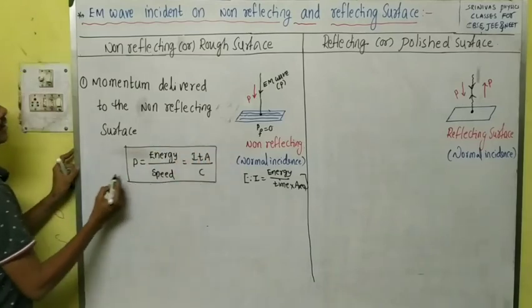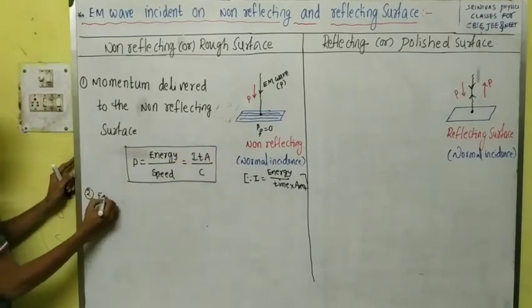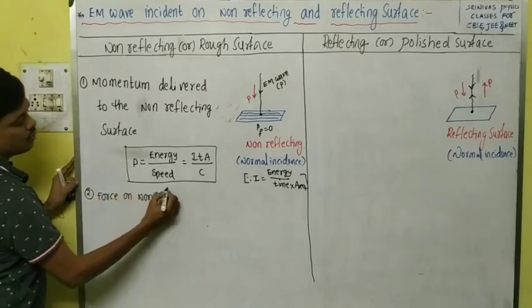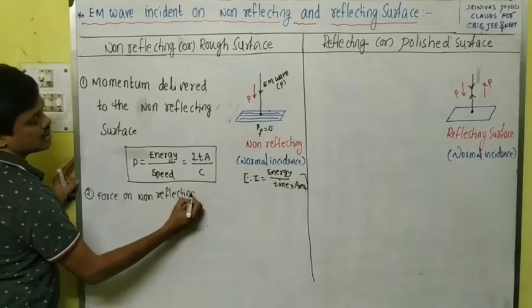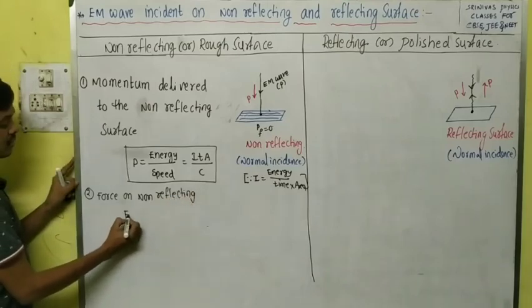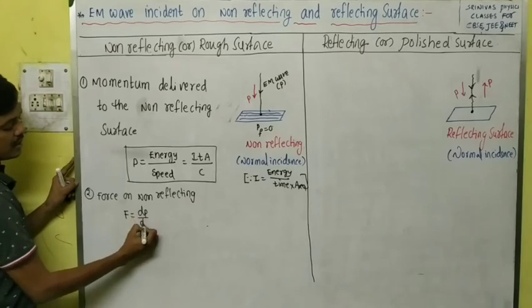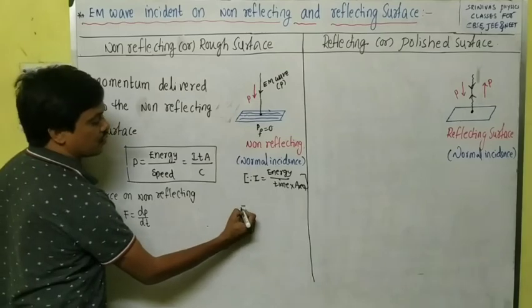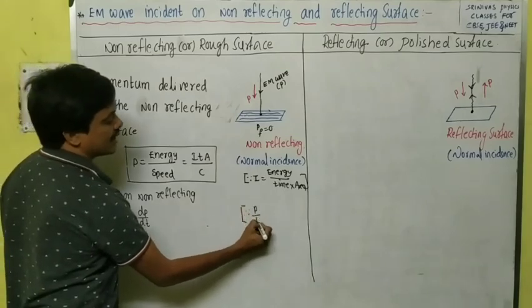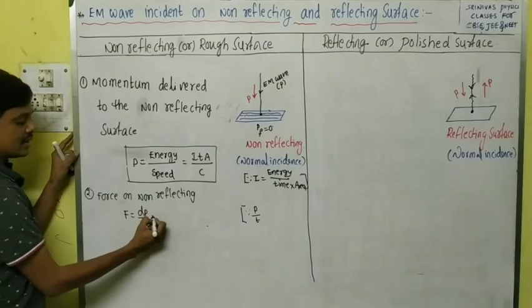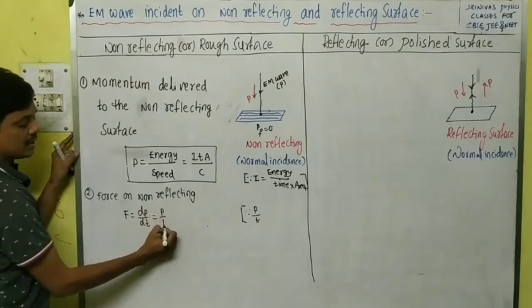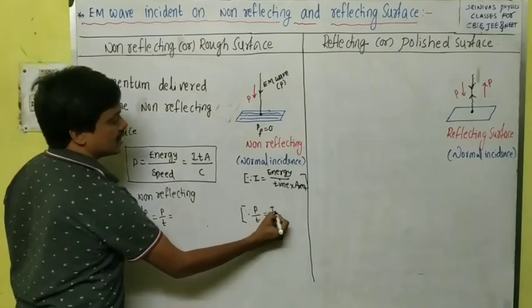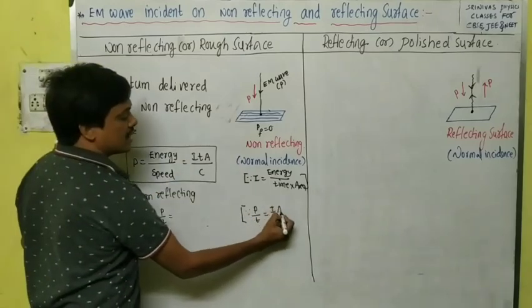Right. The second formula I am going to explain is the force on a non-reflecting surface. How much force is it applying, right? The force is equal to the rate of change of momentum. This is the momentum. By its time we have to divide, just we have to find from the above equation. dP by dt is nothing but P by T. What is P by T here? This momentum by time we have to write here, that is I A by C we will get, right?